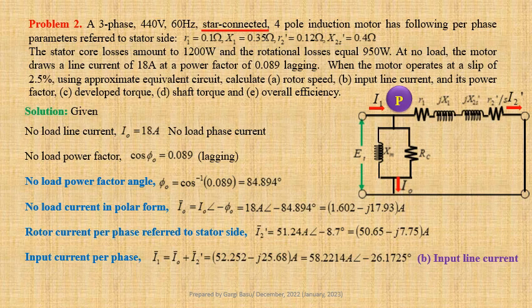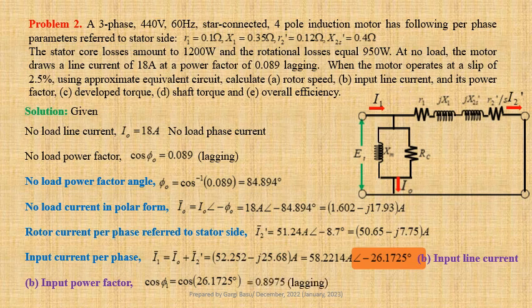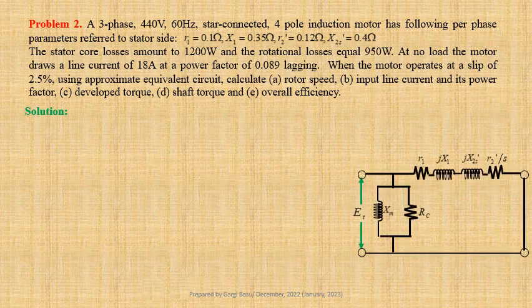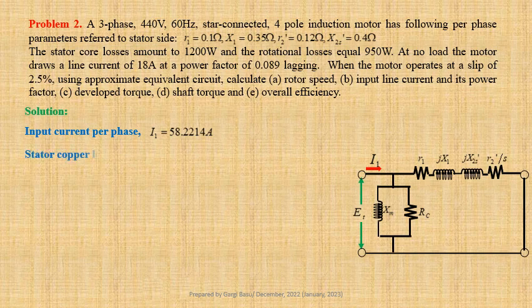Let us now calculate input power factor. Cos phi 1 equals cos of 26.1725 degree, that is equal to 0.8975 lagging. We have obtained input current per phase I1 equals 58.2214 ampere. Let us now calculate stator copper loss.